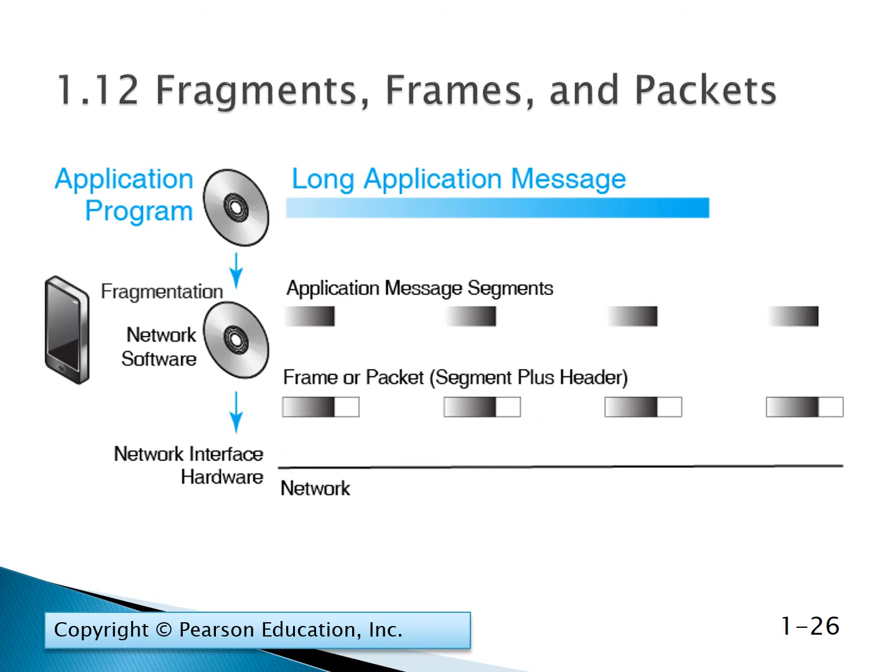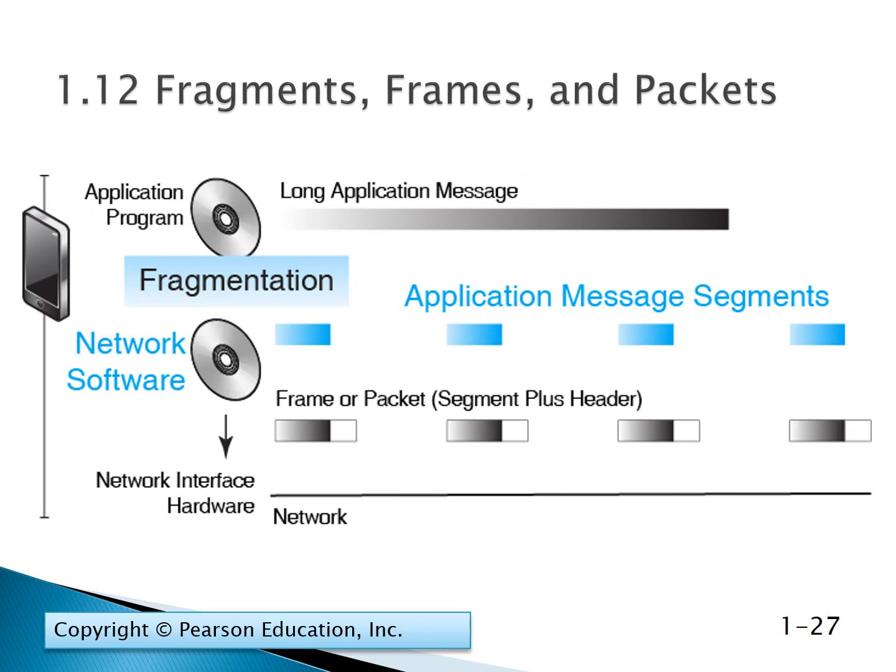When we have a long message like an HTTP request or response, especially a response, it can be a large image file or a large HTML page. What we usually will do is break it down into smaller segments, and these smaller segments will be sent individually. When we break the long application message into smaller segments, we call this process fragmentation. So after the fragmentation, the application message will be broken down into smaller segments, and it will be done by your network software.